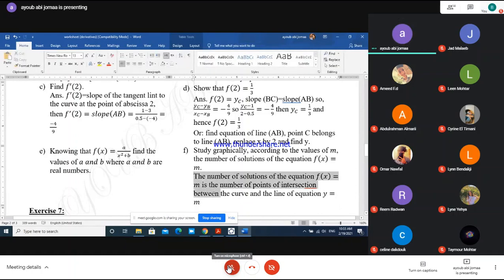هاي اللي أنا كاتبه هلا هون. فأنا أعمل لك study graphically the number of solutions. طيب in general this equation f of x equal m, number of solutions هو number of intersection of the line y equal m and the curve, graphically from the graph. So what you have to do here, draw a line of equation y.